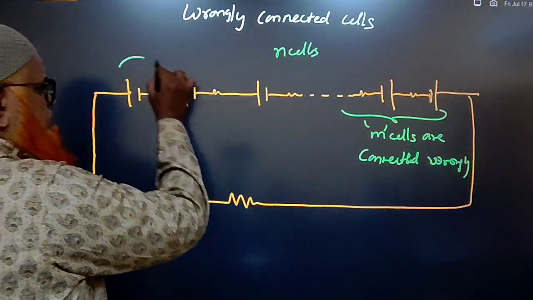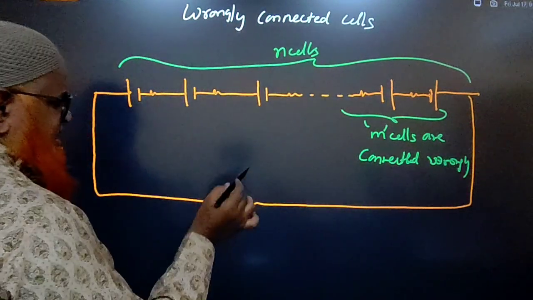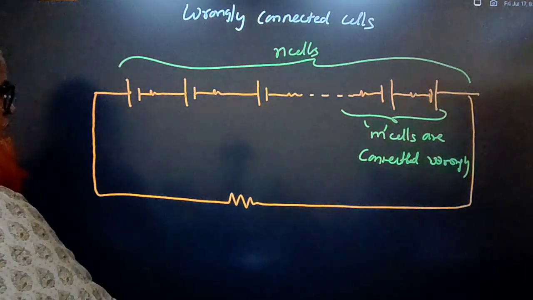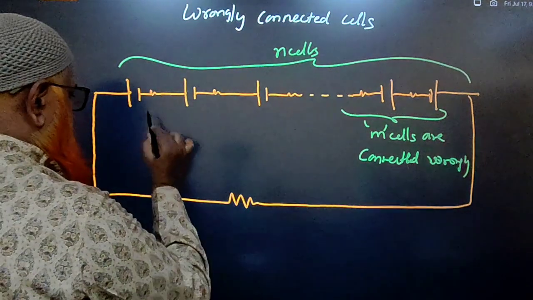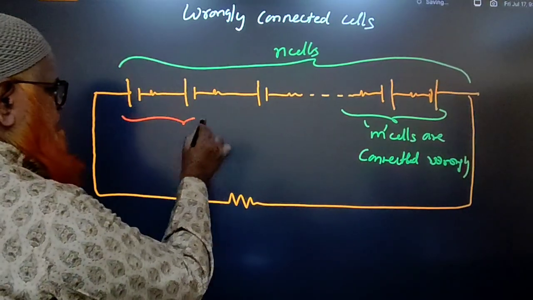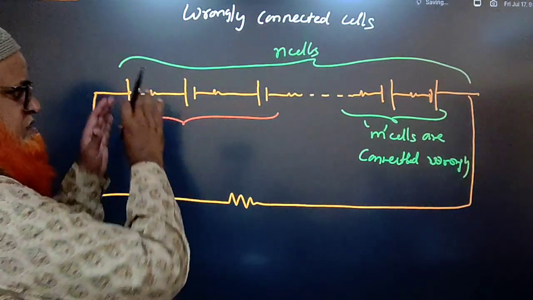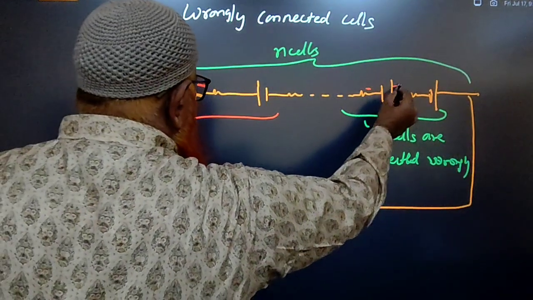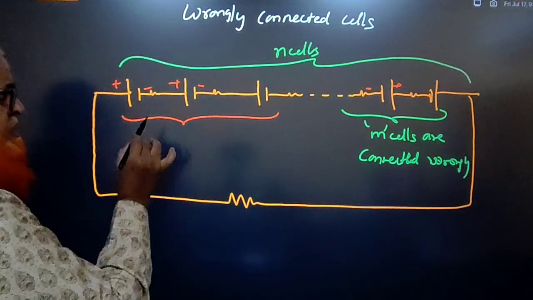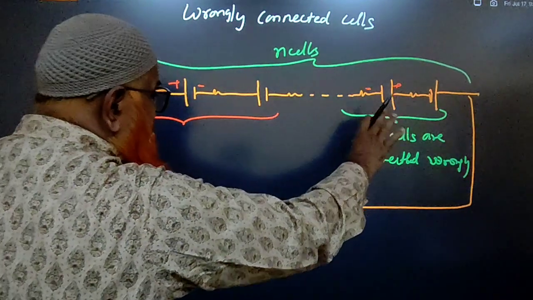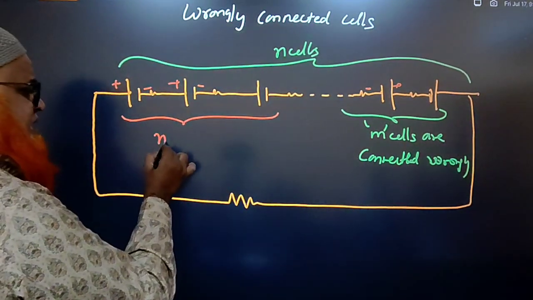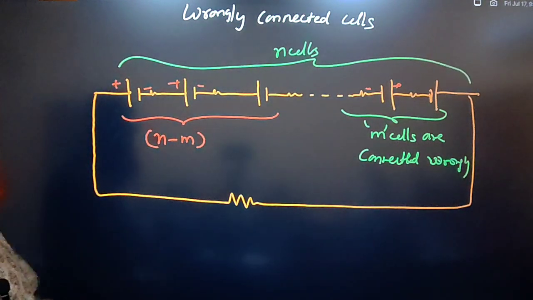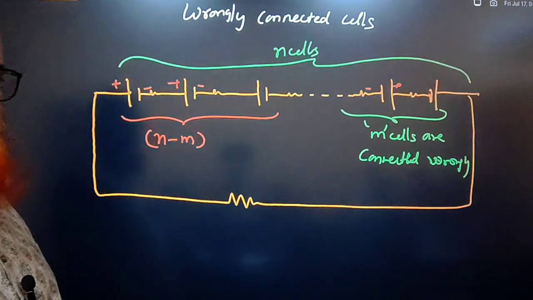So totally how many cells are there? Totally n cells. So how many are correctly connected now? The remaining are correctly connected, right? See, these are correctly connected, positive to positive and negative to negative, but these are wrongly connected, their direction has been changed. Out of total n cells, if m are wrongly connected, then the correctly connected cells are n minus m. Am I right or not? So if you remove this m, these are correctly connected.